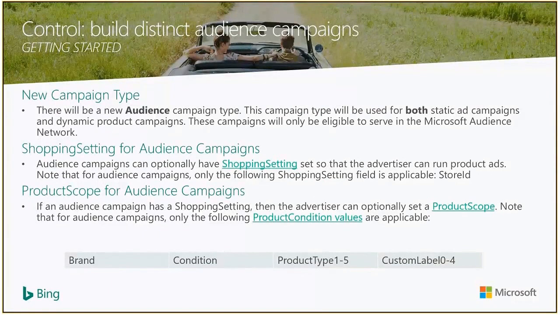You can set a dynamic product campaign on the audience network by setting the shopping setting and associating a store ID from Bing Merchant Center for this campaign. This is optional. You can still set up an audience campaign without a store if you don't manage any stores. And as with Bing shopping campaigns today, if you do have a store, you can optionally set a product scope with the following product condition values.